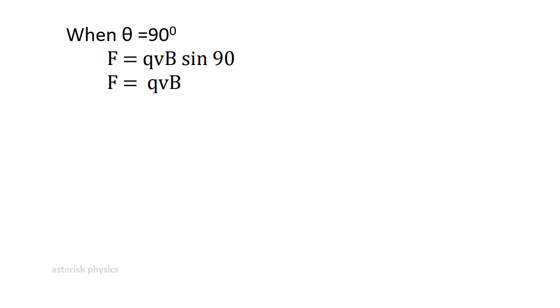As we have discussed, a moving charge in a magnetic field experiences the magnetic Lorentz force. Here in this case, the angle enclosed between the direction of the velocity vector and the magnetic field vector will be 90 degrees. Therefore, the magnetic Lorentz force will be F equals qvB sin 90 degrees. Since sin 90 is equal to 1, we have F equals q into v into B. This is the maximum Lorentz force experienced by a moving charge.